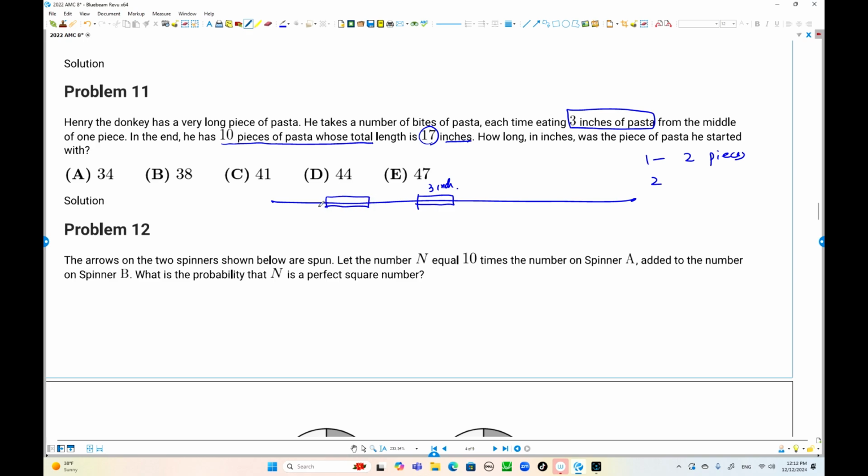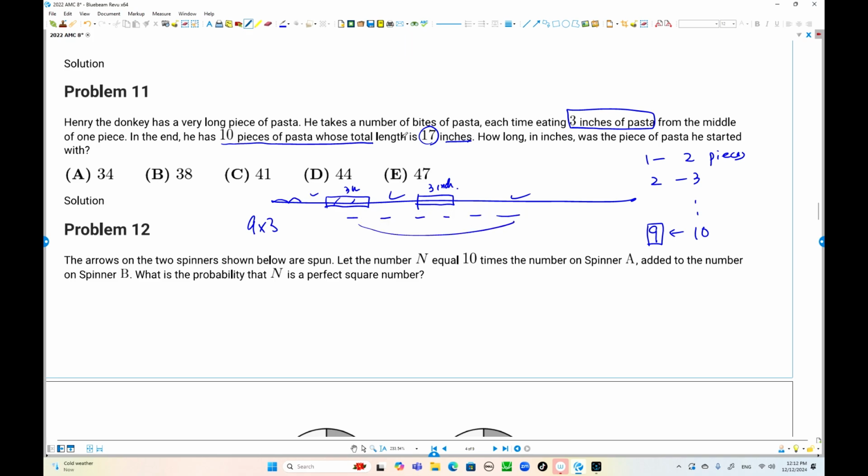If you have 2 bites, how many pieces? 1, 2, 3, right? If this is 10 pieces, how many bites are there? After 9 bites, there will be 10 pieces. Each bite is 3 inches, so 9 times 3 is the amount eaten. Find the leftover: 10 pieces left.